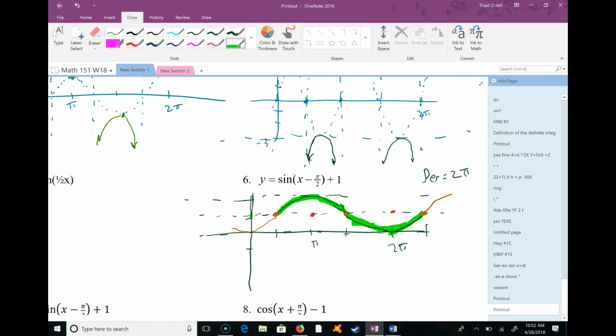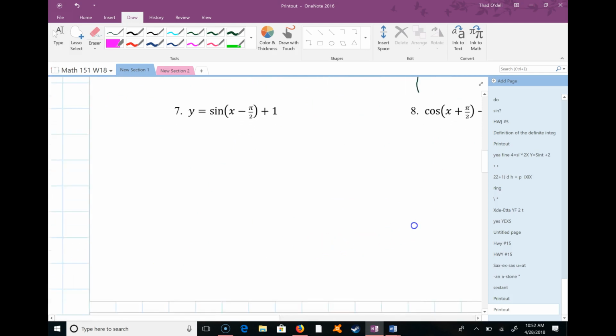Okay, and notice that the normal sine's top is 1, but because of that +1 shift, it moves up to 2. And normally the bottom of sine is -1, but because of that vertical shift, it moved up to 0. And also the middle is normally on the x-axis, so the +1 moved it up to y = 1. So that's a good start.